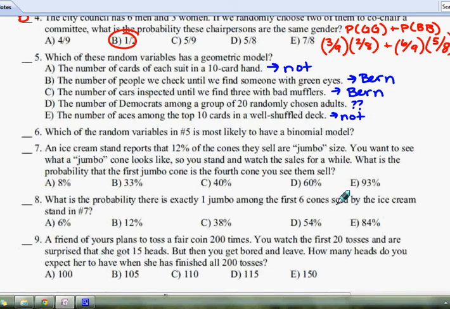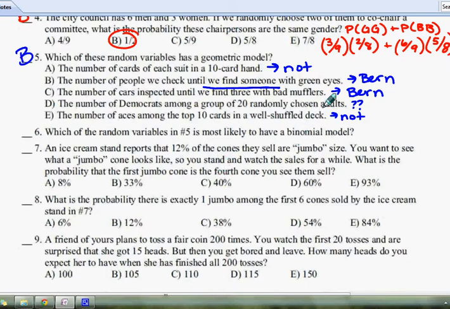So it's saying which one of them is a geometric. We're looking for until. Well, with this one, this isn't saying until we find 3 with bad mufflers. So that doesn't quite fit the geometric. We're looking for just one person. Remember, geometric is just until one event occurs, not until 3 events occur. So that would be B.